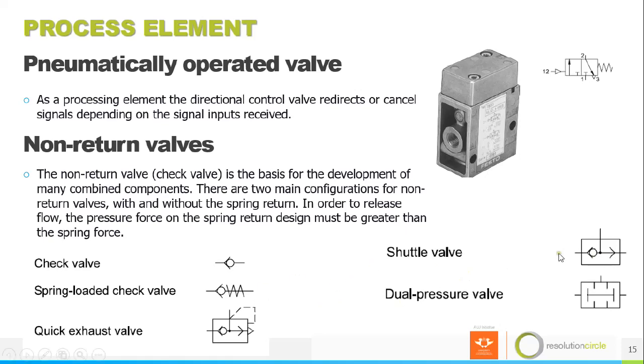If you know digital logic, for you to get a high on an OR, you must have a high on either side. So as with a shuttle valve, if you allow pressure on either side, you'll have pressure on the output port. But with a dual pressure valve, you must have pressure on both sides for you to have pressure coming out. All right.